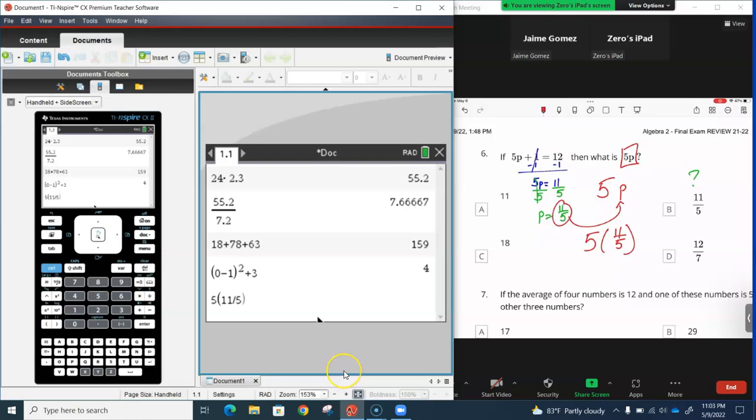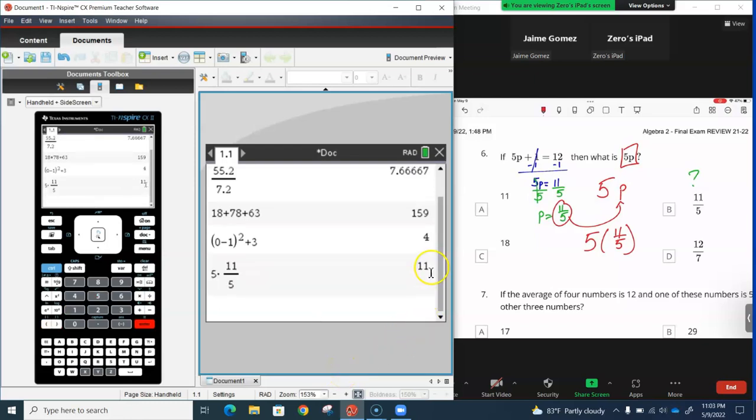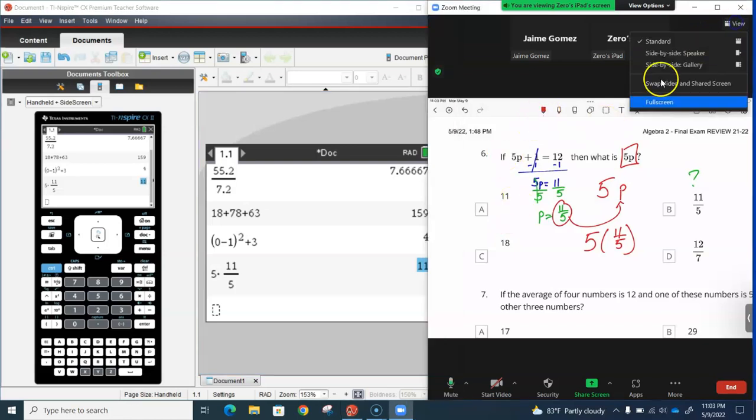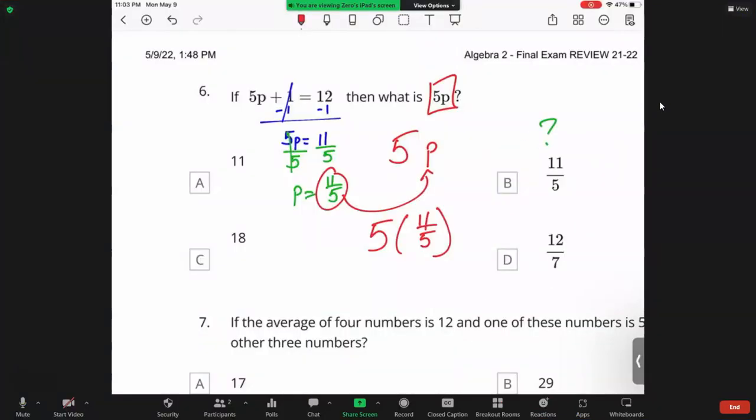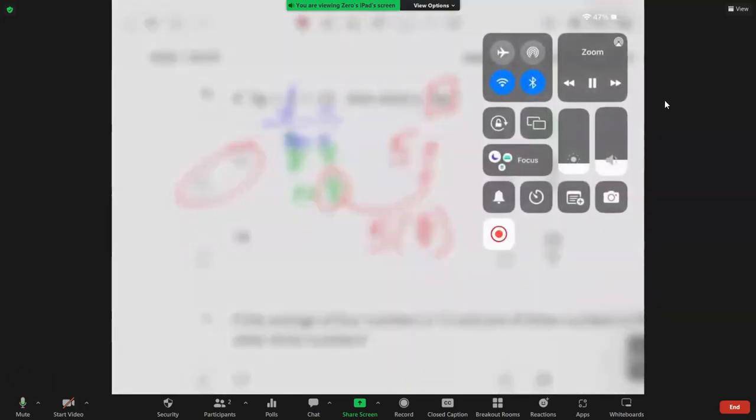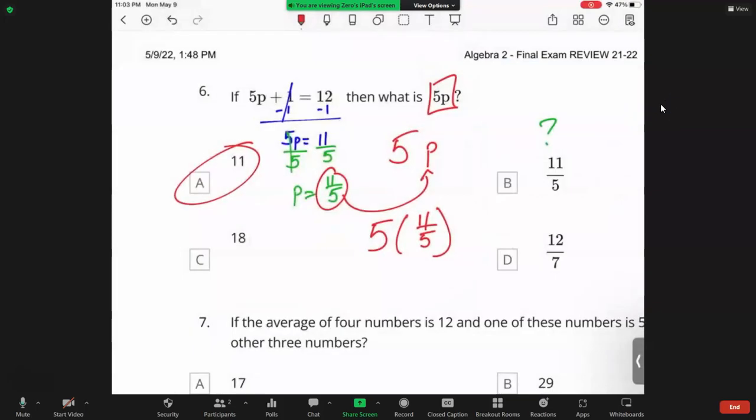(5) 11 divided by 5. And that's how they get 11. Okay, that's how you do this question if it's not the same one on your test. That's why the answer is A. Again, so that's how you do this question here, right?